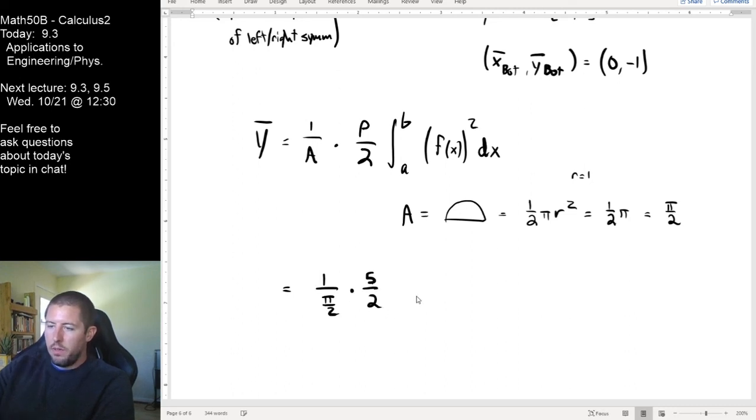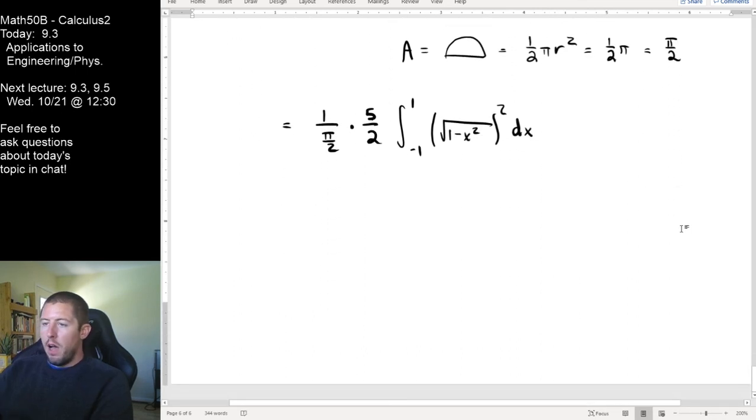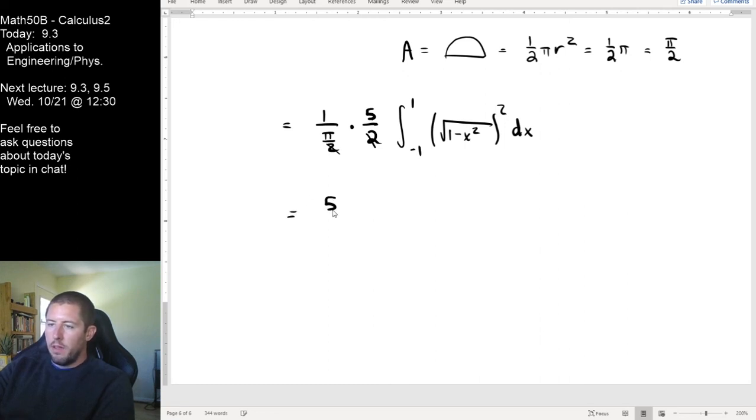5 over 2 times the integral from -1 to 1 of square root of 1 minus x squared dx. This looks pretty dang manageable to me. I'm seeing here that multiplying by 2 in the denominators makes those cancel. That's going to leave me with 5 over pi times the integral from -1 to 1 of just 1 minus x squared. Hopefully you understand that this is now very easy for us here.